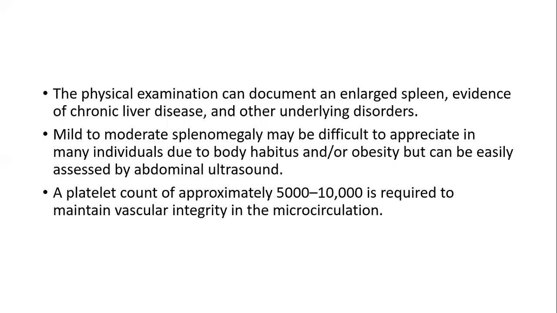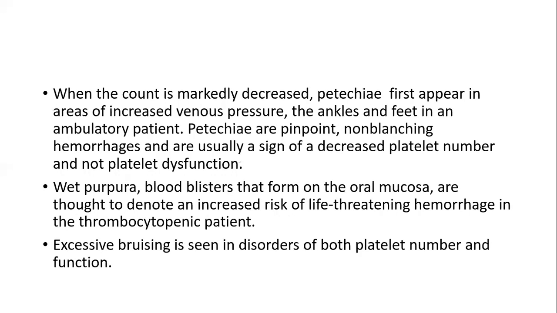A platelet count of approximately 5,000 to 10,000 is required to maintain vascular integrity. So when the platelet count is markedly decreased, petechiae first appear in the areas of increased venous pressure, like the ankles and feet, in an ambulatory patient. Then wet purpura, blood blisters that form on the oral mucosa, are thought to denote an increased risk of life-threatening hemorrhage in the thrombocytopenic patient.